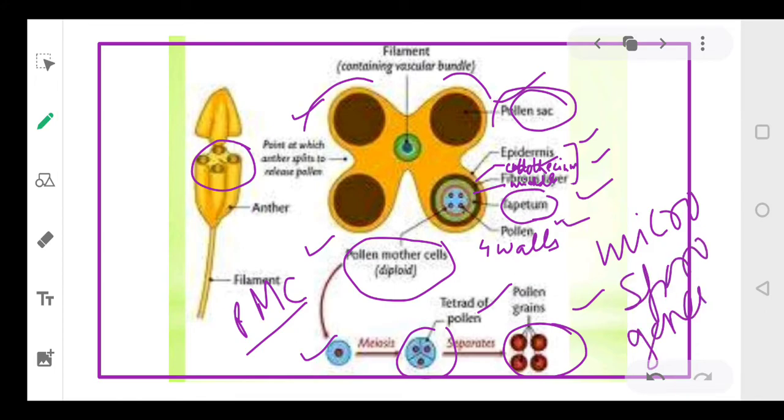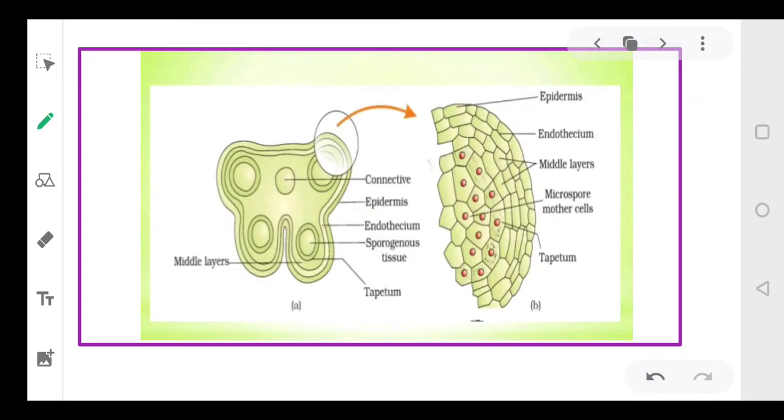Microsporogenesis. What do we call it? Microsporogenesis. Okay, this is called microsporogenesis. You can again see the different picture, with the different layers I was talking about: epidermis, endothecium, middle layer, and the microspore mother cells are present. Then they are being nourished by the tapetum.